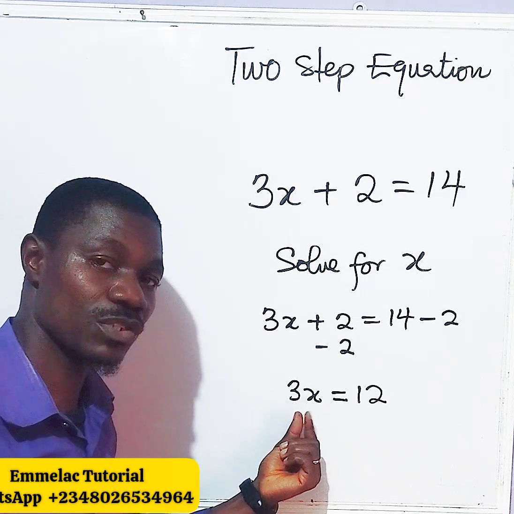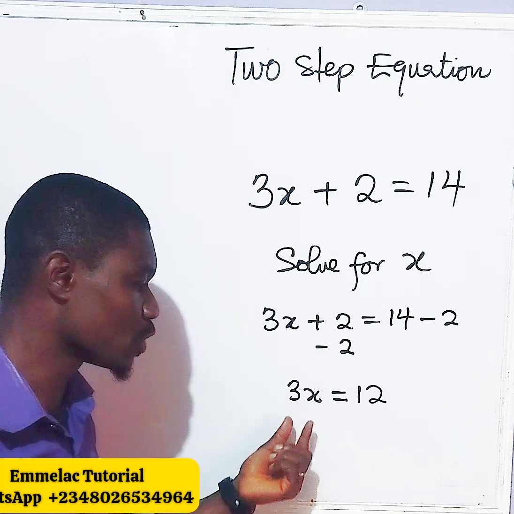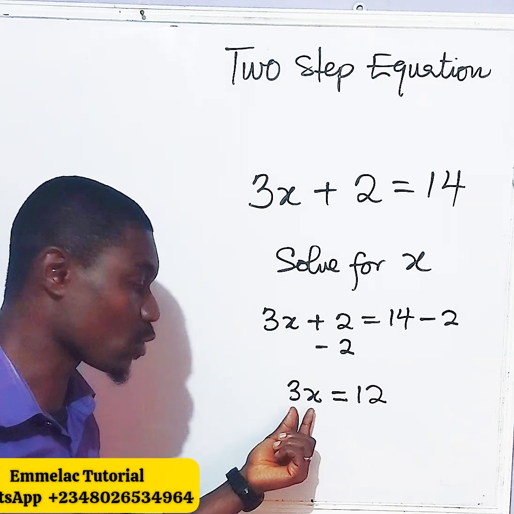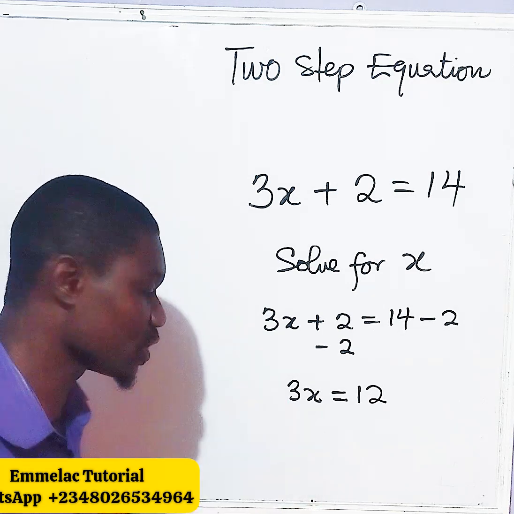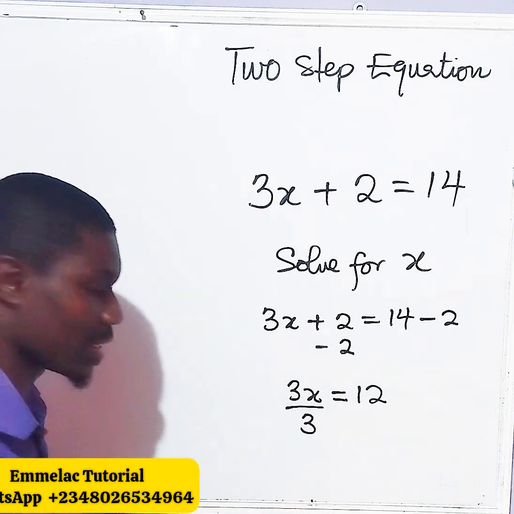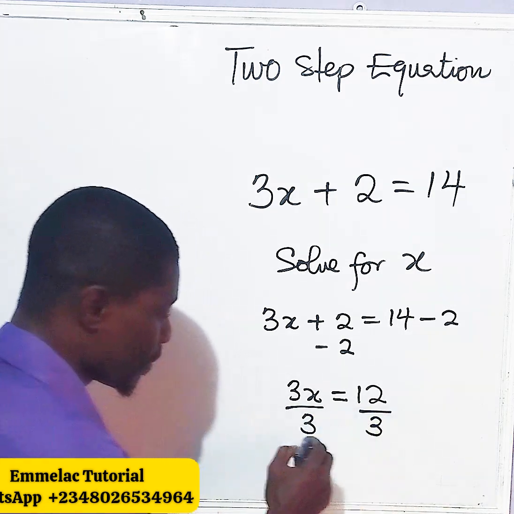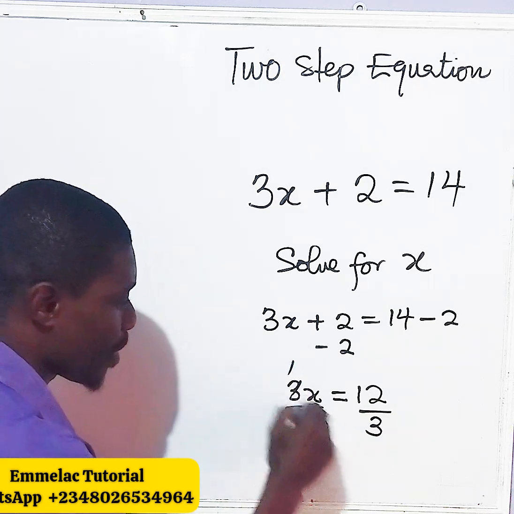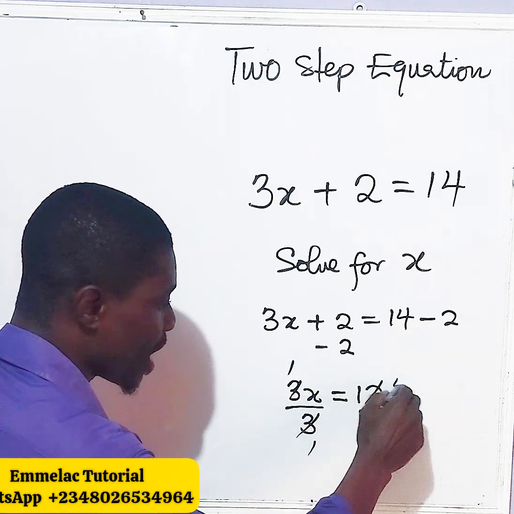Now the next operation here is multiplication, because in 3x, the operation between them is multiplication. So the opposite operation of multiplication is division. So we divide both sides by 3. So 3 divided by 3 is 1, and 12 divided by 3 is 4.